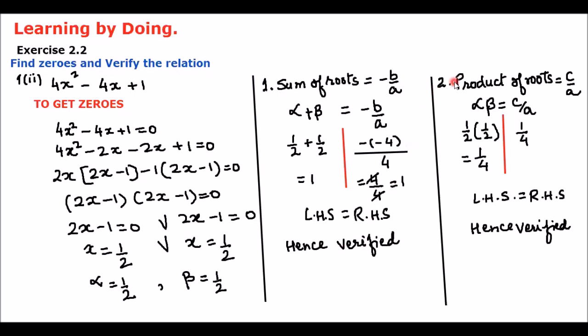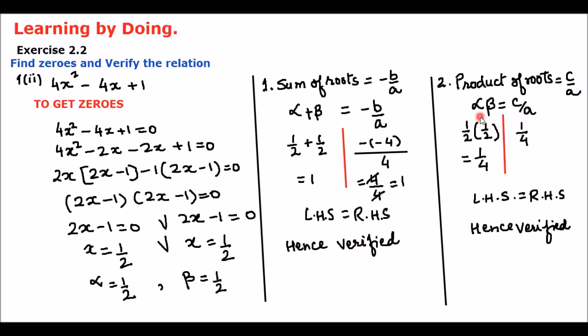Now let's verify the second relation, product of the roots. Product of the roots means alpha beta is equal to c by a. Again, whenever you are verifying, you have to solve left hand side and right hand side separately, and then you have to verify whether you are getting the same result from both sides. If it is there, that means this relation is verified.